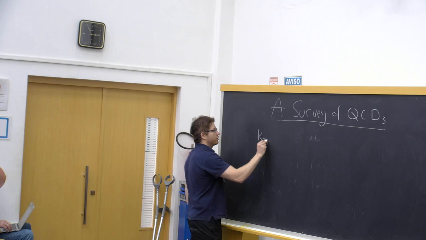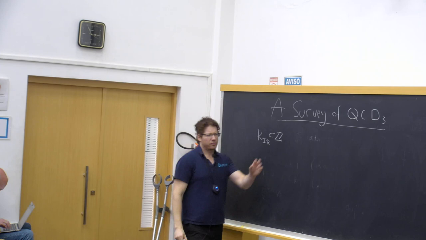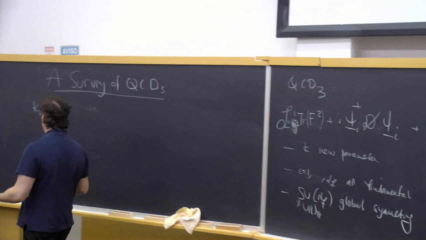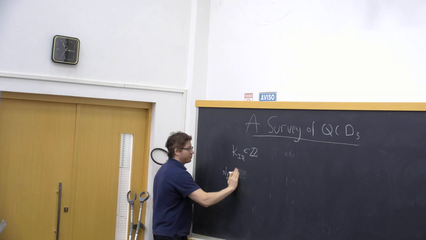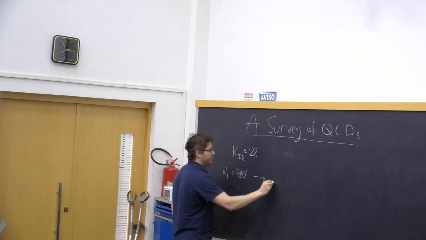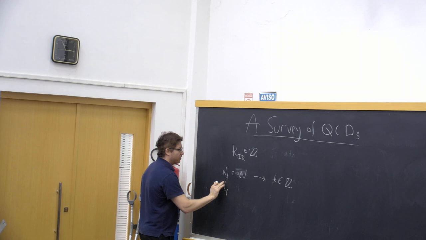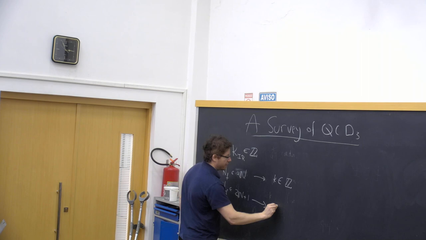And this implies a small constraint that will be important to remember on the bare K and NF. And you see that what it means is that if NF is even, that means, even would mean 2n, if NF is even, that means that K in the bare Lagrangian must be an integer. And if NF is odd, that means that K must be a half integer number. So how would I write a half integer?